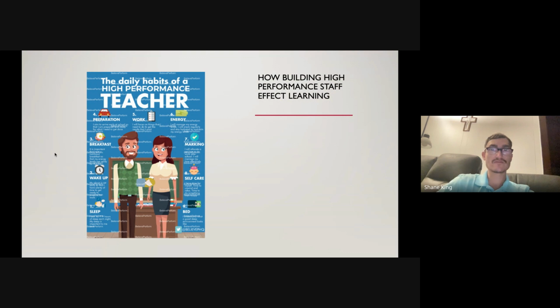How building high performance staffs can affect learning. High performance staff is essential to student learning. Teachers who push academic standards while addressing behavior issues and providing a safe and effective learning environment will be key in creating an effective school. Learning environments are created by the teacher, and this will be benefited by having a high performance staff. Staff who are high performing can create the environment that gets students on grade level.